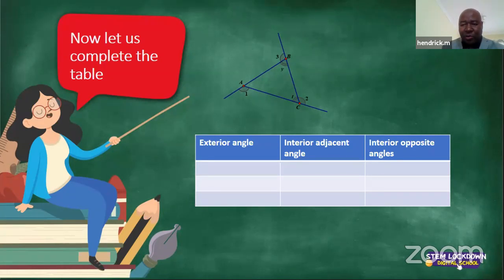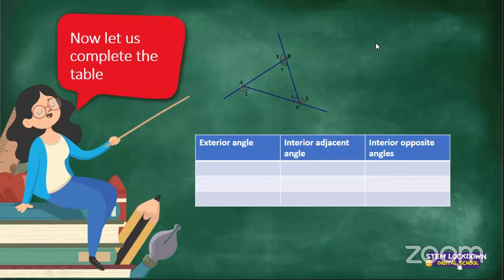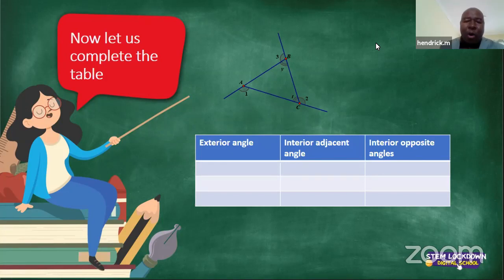Now, there are two participants whose hands are up. Unfortunately, I can't see your names. So, yes, should I name the exterior angles? I want you to name all of them. I want you to name the exterior angle together with its interior adjacent angle and the interior opposite angle.